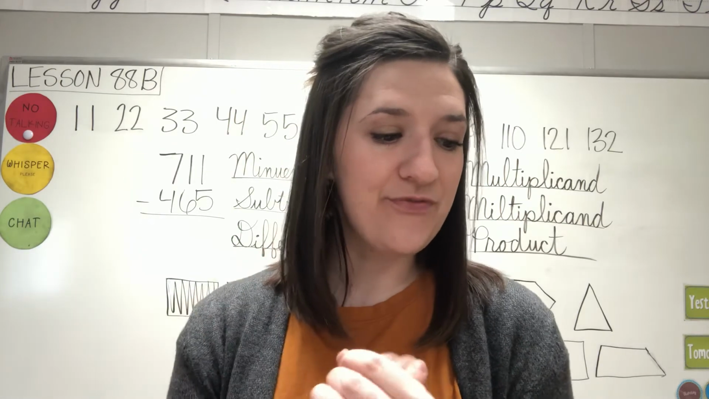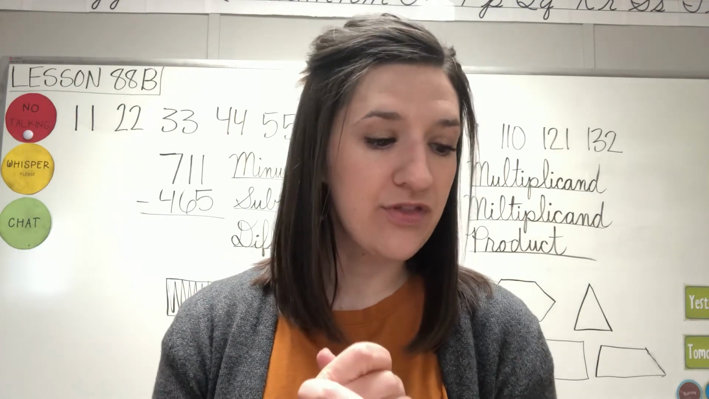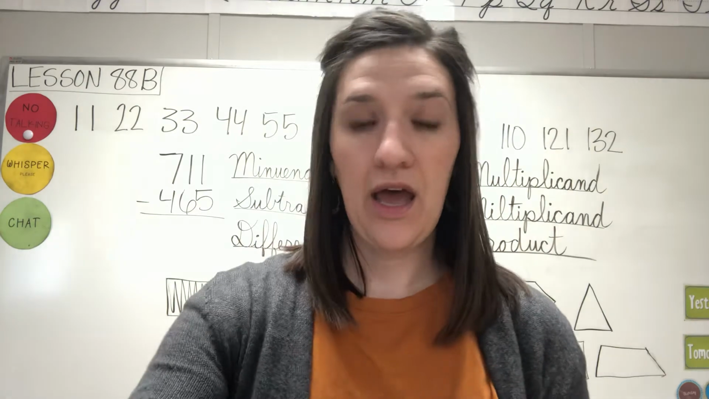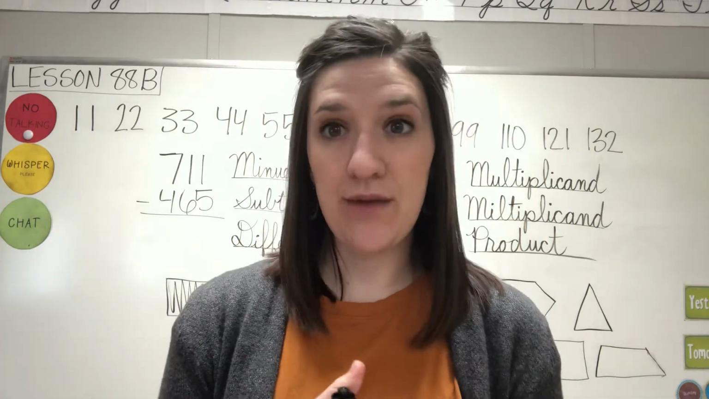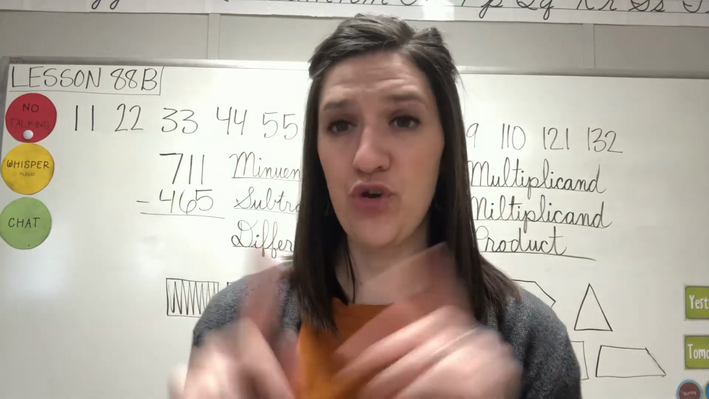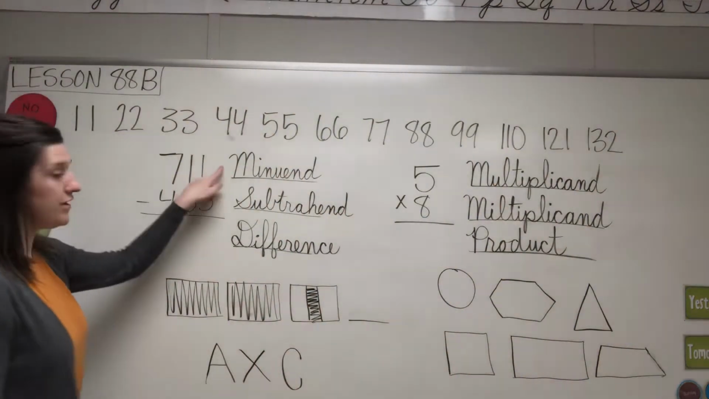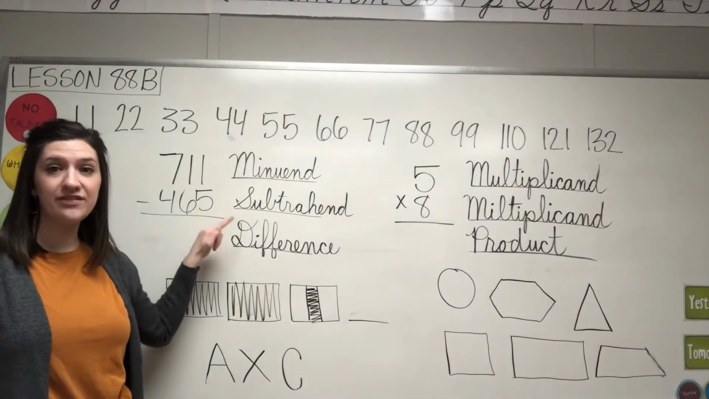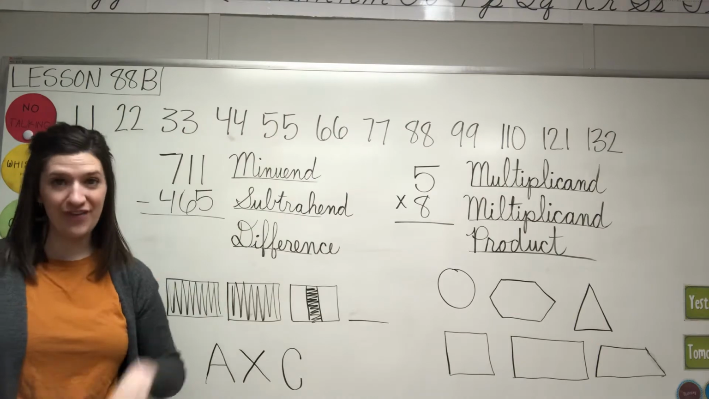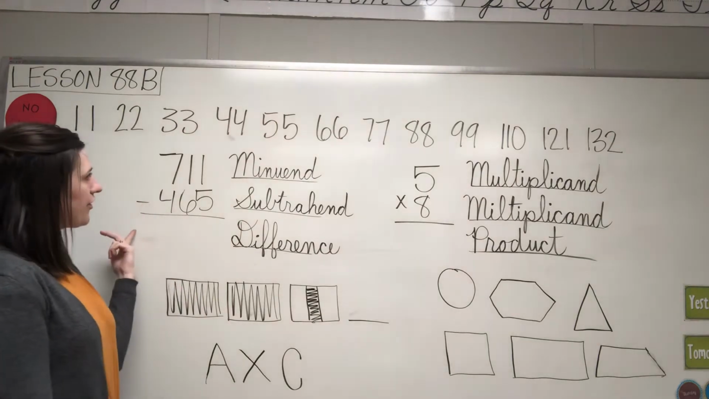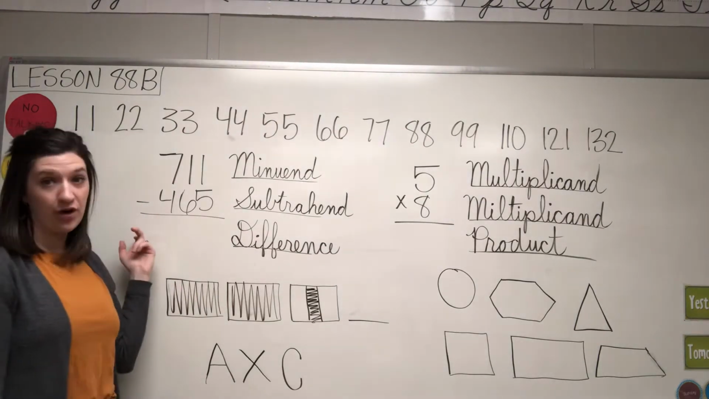Number 3 says, find the difference. Write the terms on the line. It says difference, subtrahend, minuend. So it's in the wrong order, right? So you put it in the right order. Minuend, subtrahend, difference. And make sure you write in cursive, okay? I will do this subtraction problem for you as a review.